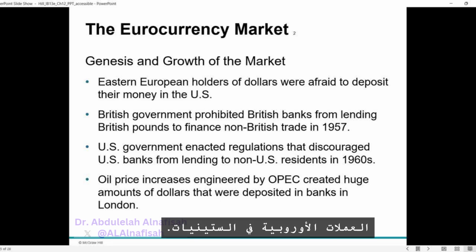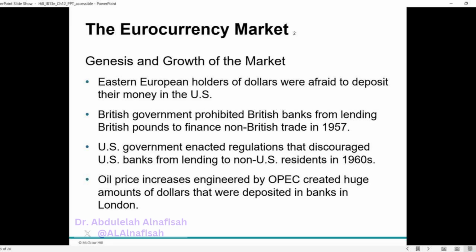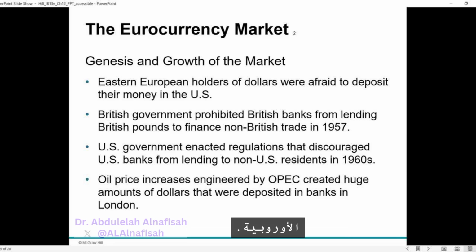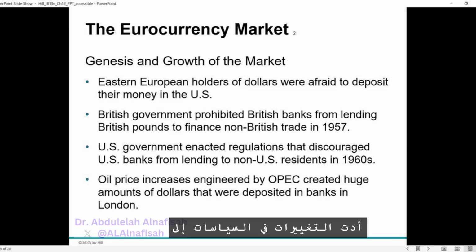In the 1960s, U.S. regulations limiting dollar loans to non-residents further drove international borrowers to the euro currency market. After the 1973 collapse of the Bretton Woods system, U.S.